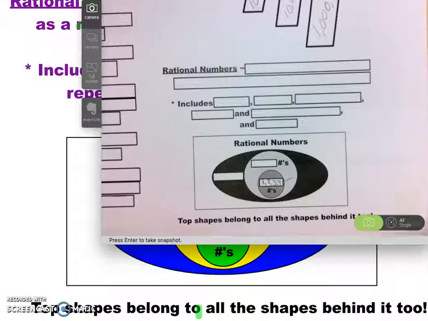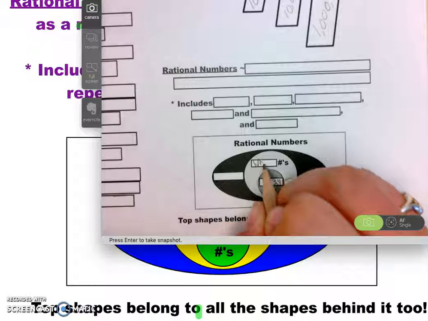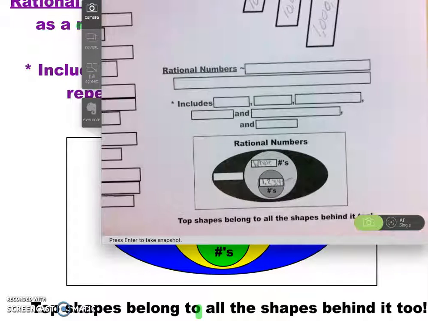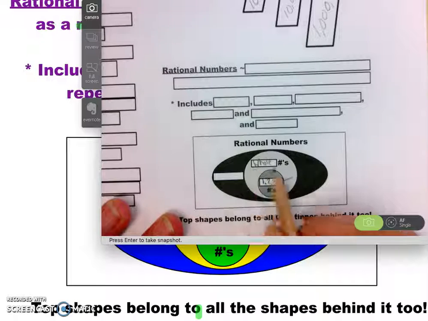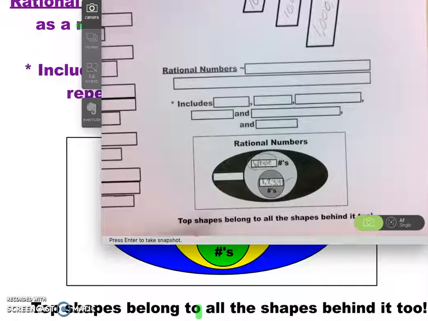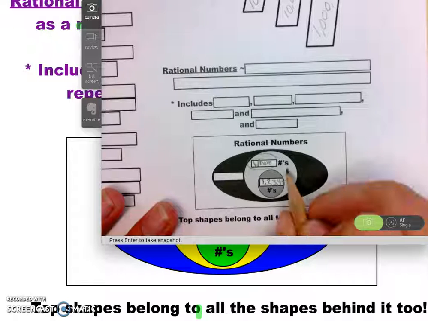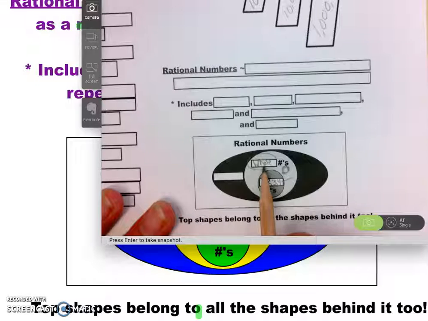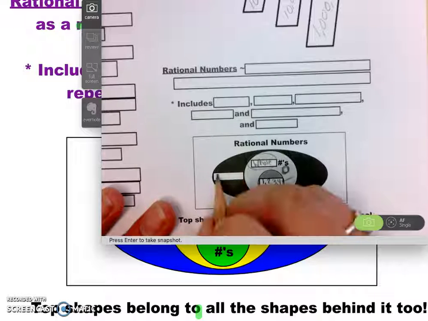Okay, then we have the whole numbers. Now whole numbers are whole. They are not part of a number, so they will not be decimals or fractions. But think of the one number that looks like a whole, and that would be 0. So we're going to actually include 0 in this. The only whole number that is not also a natural number is 0. Okay? Then we have those integers.